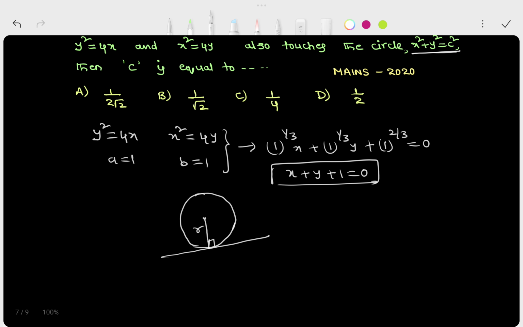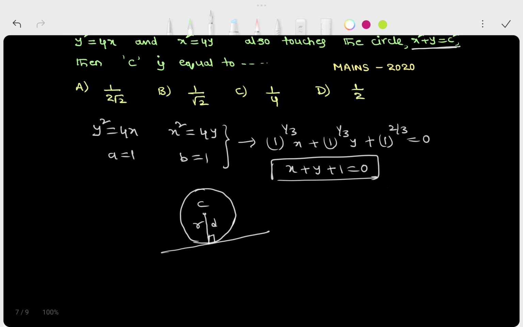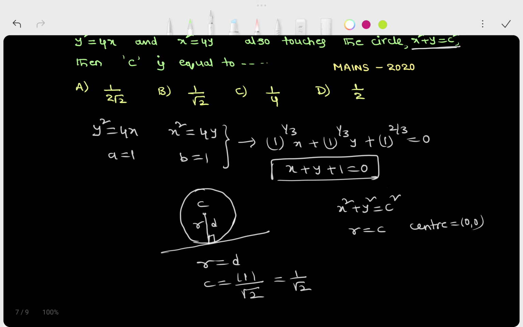Here r is the radius, and d is the perpendicular distance from the center. What is the center of this circle? x square plus y square is equal to c square. Then r is equal to a c, and the center will be 0, 0. Now by using the formula r is equal to d, you can write a c is equal to modulus of 1 divided by root 2, that is 1 by root 2. Therefore c is equal to 1 by root 2.